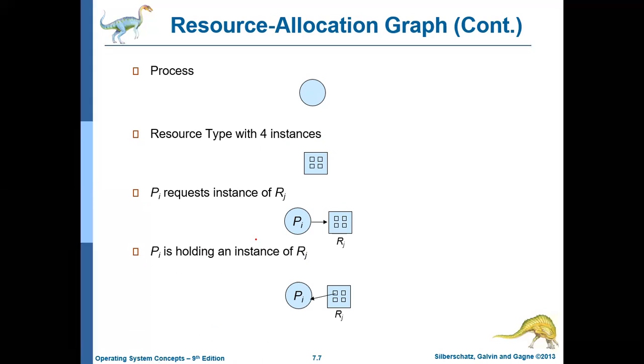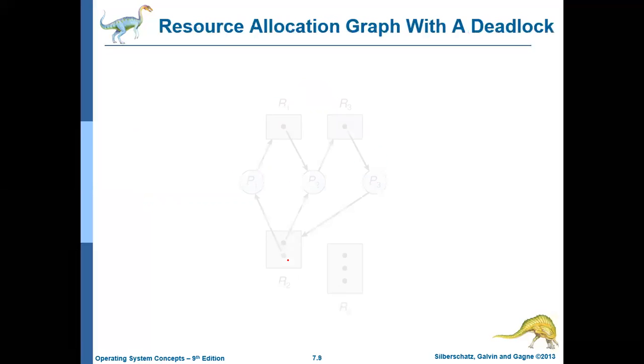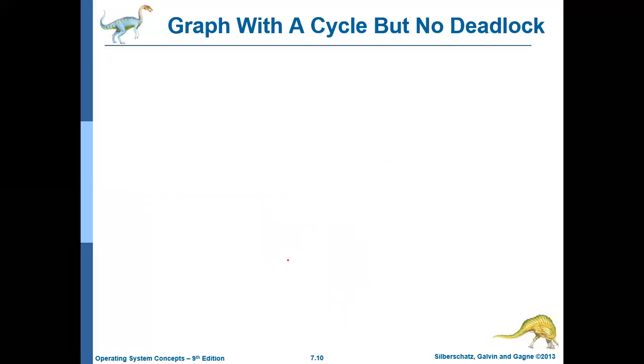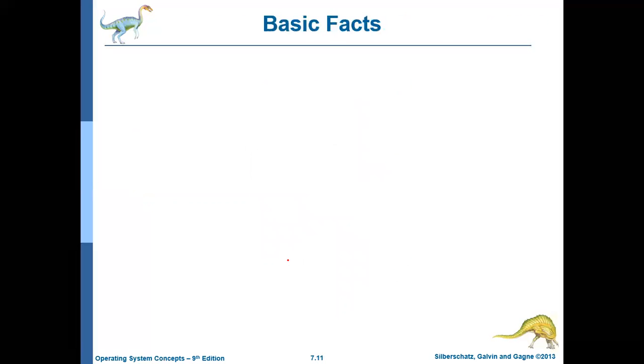So before discussing the resource allocation graph, if you are aware of the symbols, it is quite good. So that's what we are discussing here. Okay, so basically why do we use a resource allocation graph? We use a resource allocation graph to detect whether the system is in a deadlock state or not.